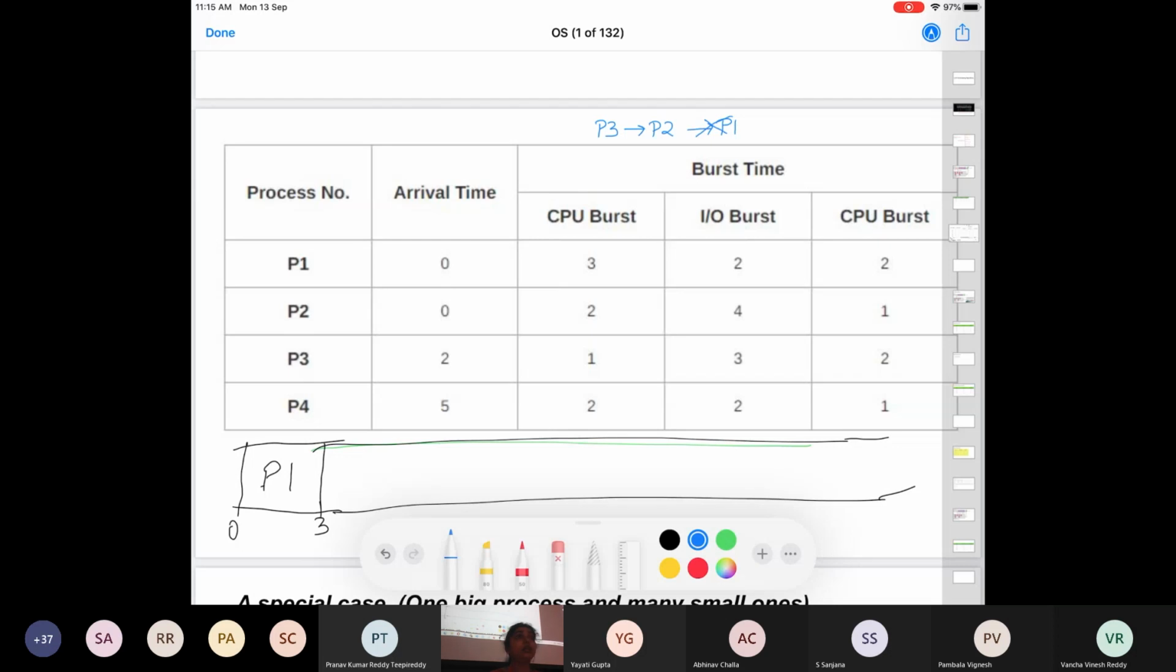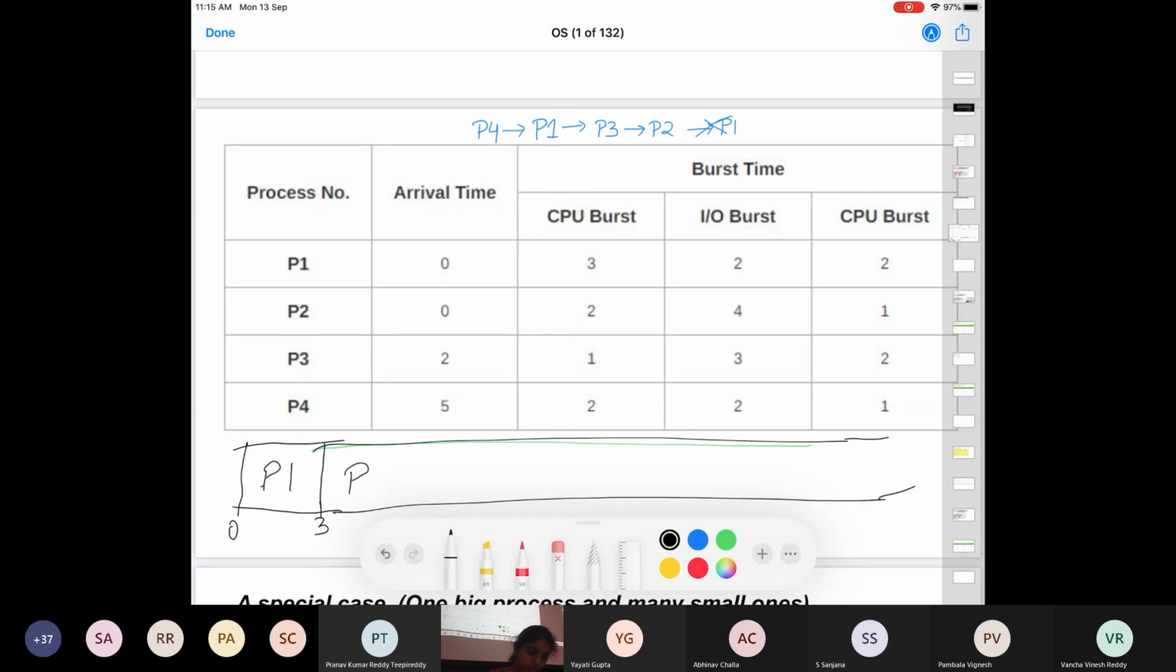And at 5, P4 is also coming. So two things are happening at 5. P4 is entering the system and P1 is completing its input output and coming back, right? So let me give priority to the process having the smaller ID. So let's say I append P1 and then you have P4 here. Right? And then what happens at time 3? What will execute? P2, right? Because it is at the head of the ready queue.